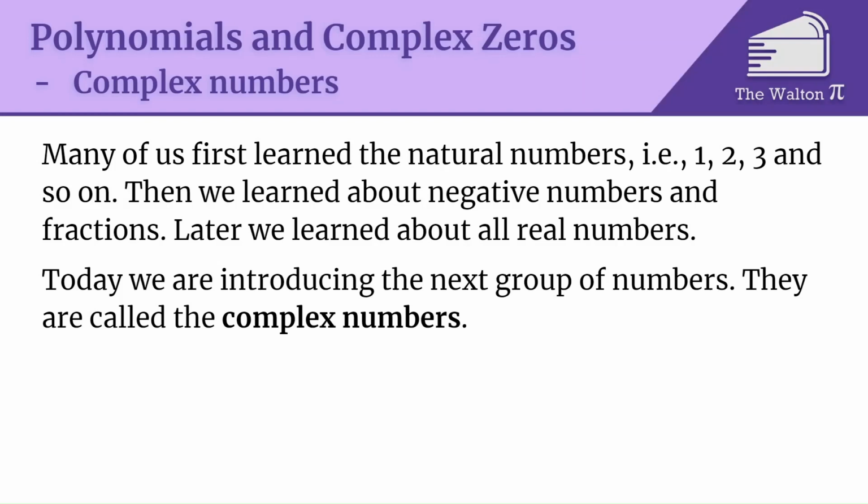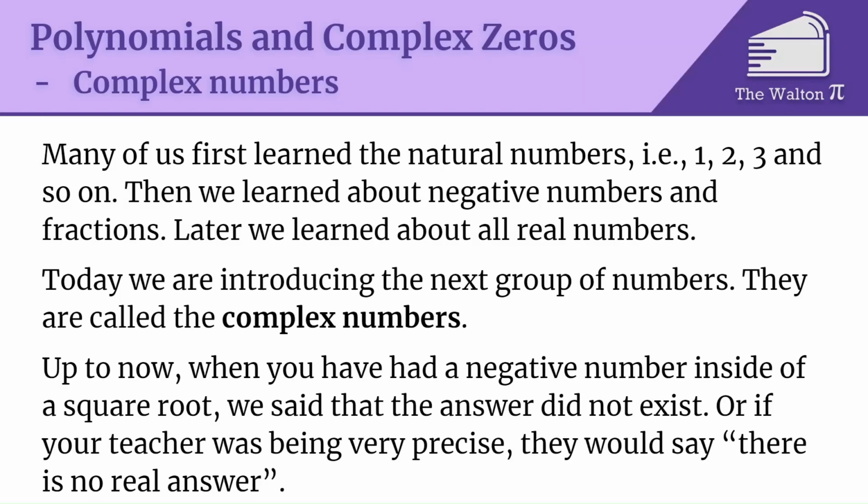These are called the complex numbers. They're complex because when people came up with these, they were like, this doesn't make sense, this is complicated. That's where the name complex comes from. So up to now, when you've had a negative number inside of a square root, we've said that the answer did not exist. Or if your teacher was being very precise, they'd say there is no real answer, because the real numbers, those are the numbers that we see all the time. If you have the square root of a negative, that's not a real number, but it is a complex number. Okay, so these complex numbers, that's what we're going to be diving into and talking about.